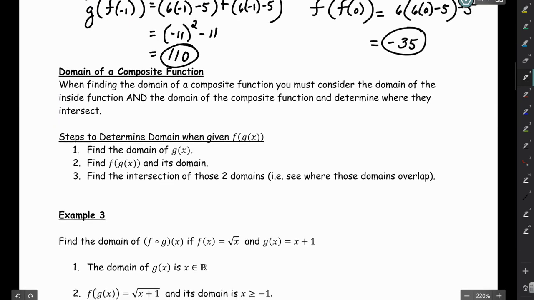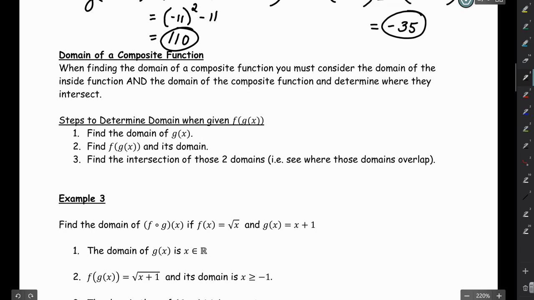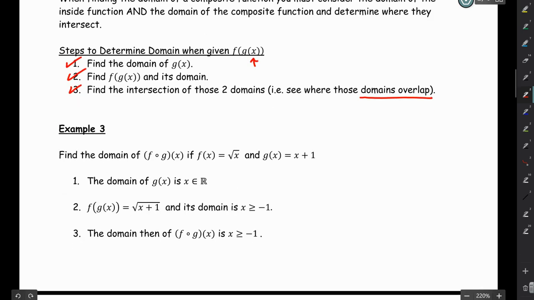All right, now moving on to the domain of a composite function. There's 3 steps to follow when we're finding the domain of a composite function. We want to find the domain of the inside function, find the domain of the composite function, and then we're going to find the intersection of those 2 domains. In other words, we're going to see where those domains overlap. So I have an example here. It says find the domain of f of g of x if f of x is the square root of x and g of x is x plus 1.